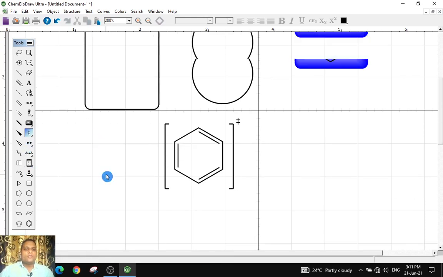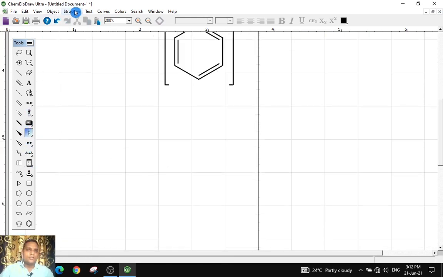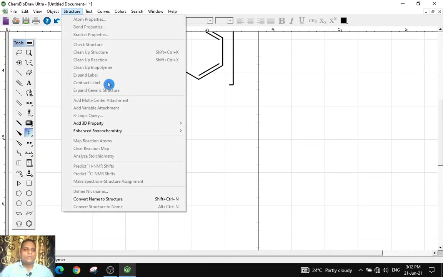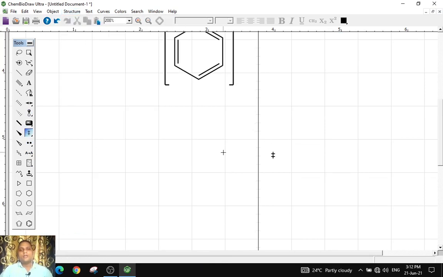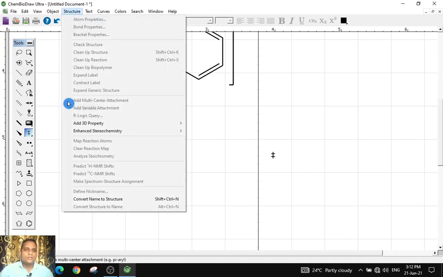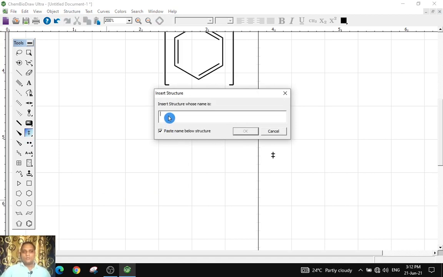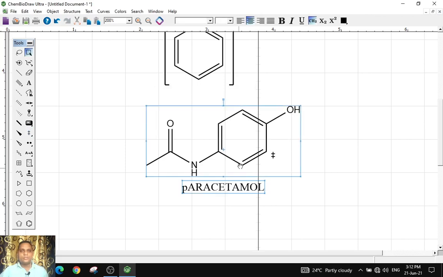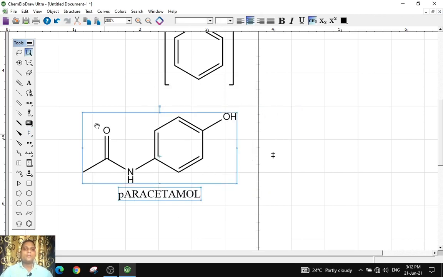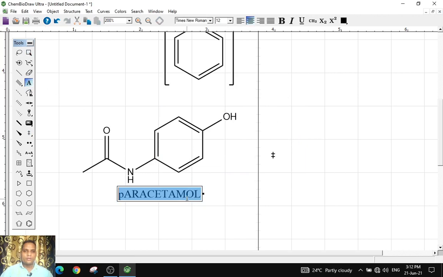Now if you don't want to draw any compound and you want to have the direct structure here, there is one very good tool. You have to go to the structure and then convert name to structure. After clicking on this one, we just have to put the name of any specific compound, something like paracetamol. You just type it and click OK. So what will happen? The paracetamol structure will appear along with the name you have typed there.